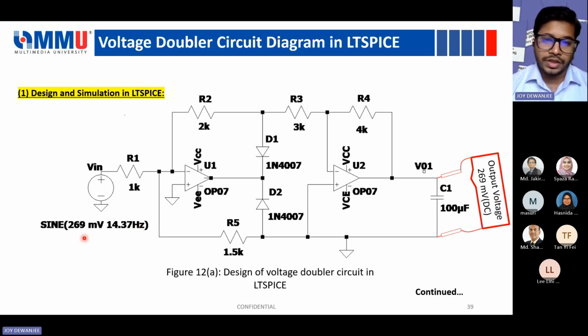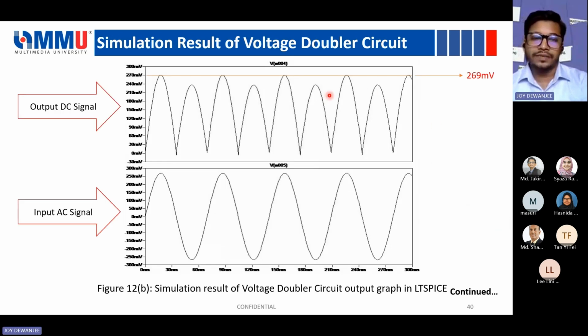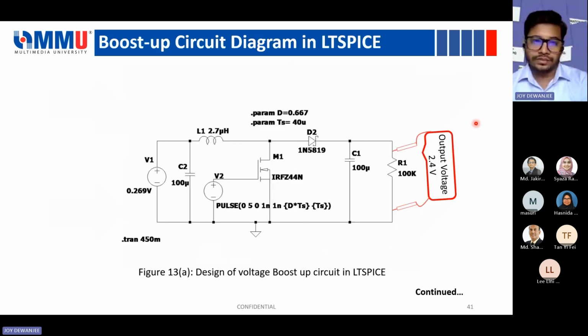Basically, we have limitations of budget. That's why we are not going for fabricating that V-shape cantilever beam, and for the equivalent voltage we are using the function generator to give the input. So this input comes from the mechanical part, 269 millivolt and 14.37 hertz. And finally, we found here 269 millivolt DC voltage as an output. These are the graphs for the voltage doubler circuit.